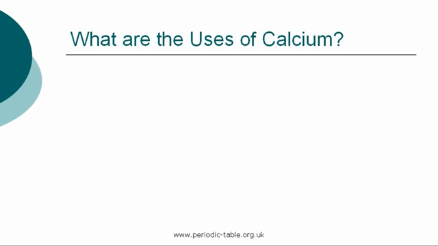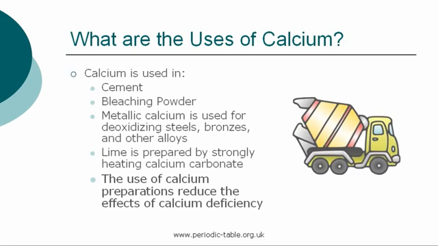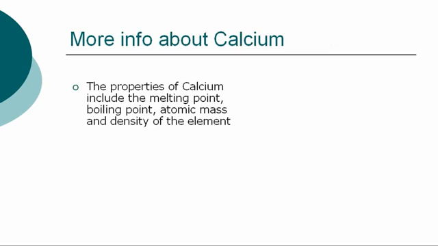Once the properties of an element have been established, we then have the ability to identify how it can be used. Calcium is used in cement and bleaching powder. Metallic calcium is used for deoxidizing steels, bronzes, and other alloys. Lime is prepared by strongly heating calcium carbonate, and the use of calcium preparations reduces the effects of calcium deficiency in humans. The properties of calcium are classified by many other factors, including the melting point, boiling point, atomic mass, and density of the element.